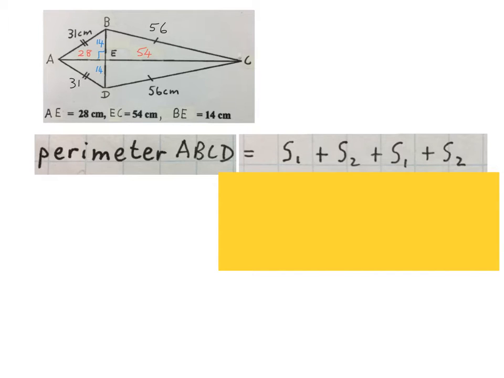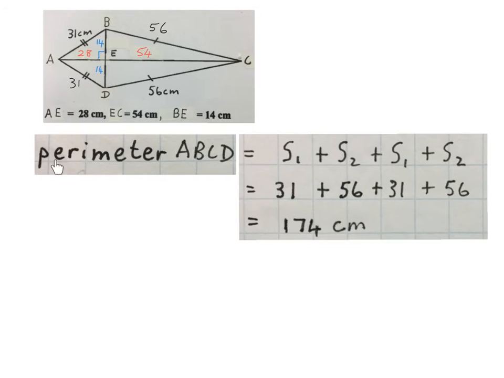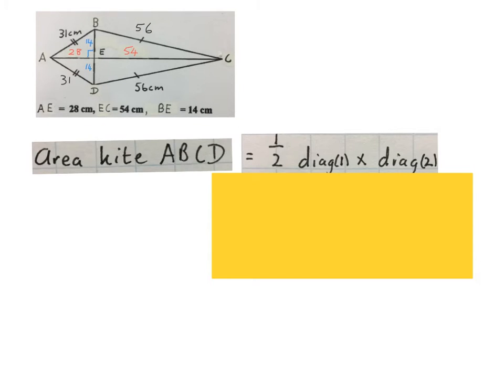You do not have to remember these numbers. You can go side 1, side 2, side 3, side 4 if you want to. You just add all these sides together. We wrote the 31 twice and the 56 twice in any order. Then we add them with a calculator. So the perimeter of ABCD is 174 centimeters.